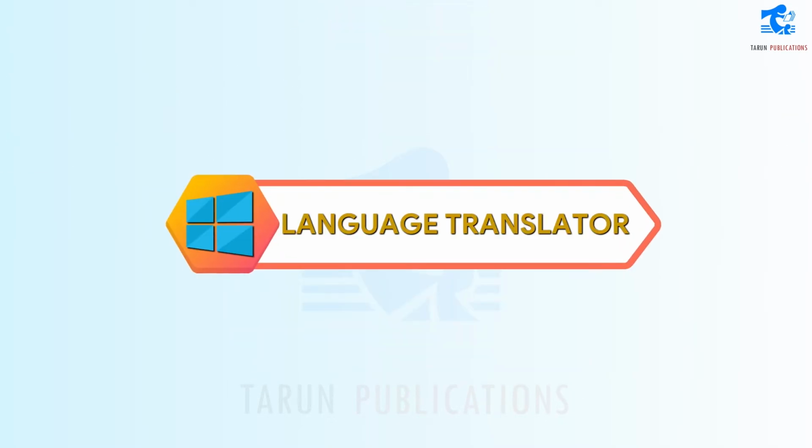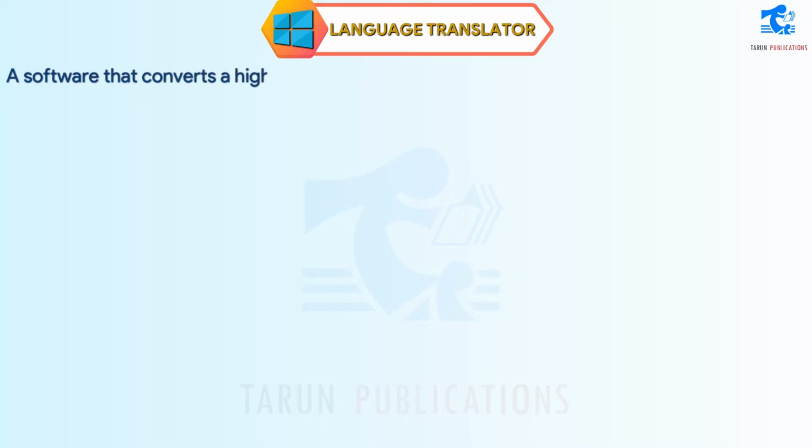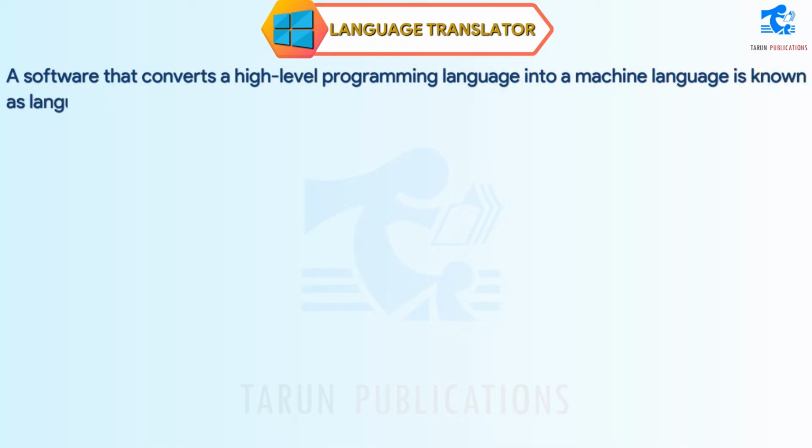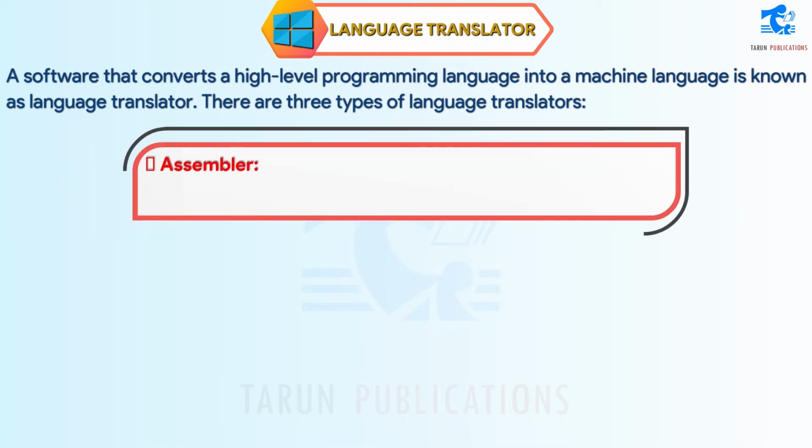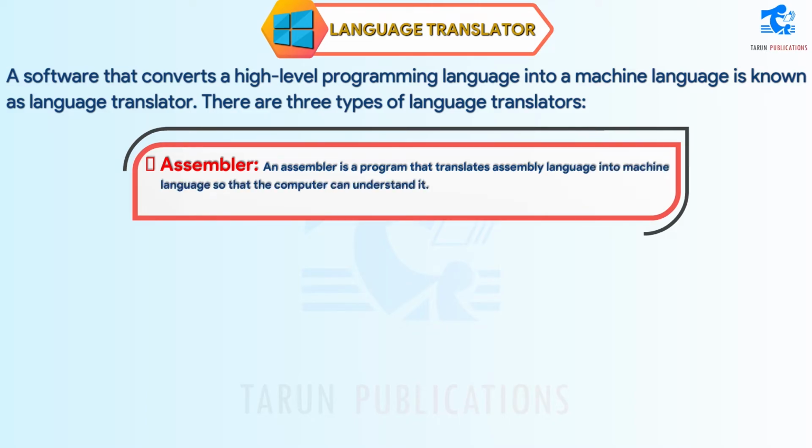Language Translator. A software that converts a high-level programming language into a machine language is known as language translator. There are three types of language translators. Assembler. An assembler is a program that translates assembly language into machine language so that the computer can understand it. It enables the computer to convert the assembly language instructions into machine code, i.e., zeros and ones.